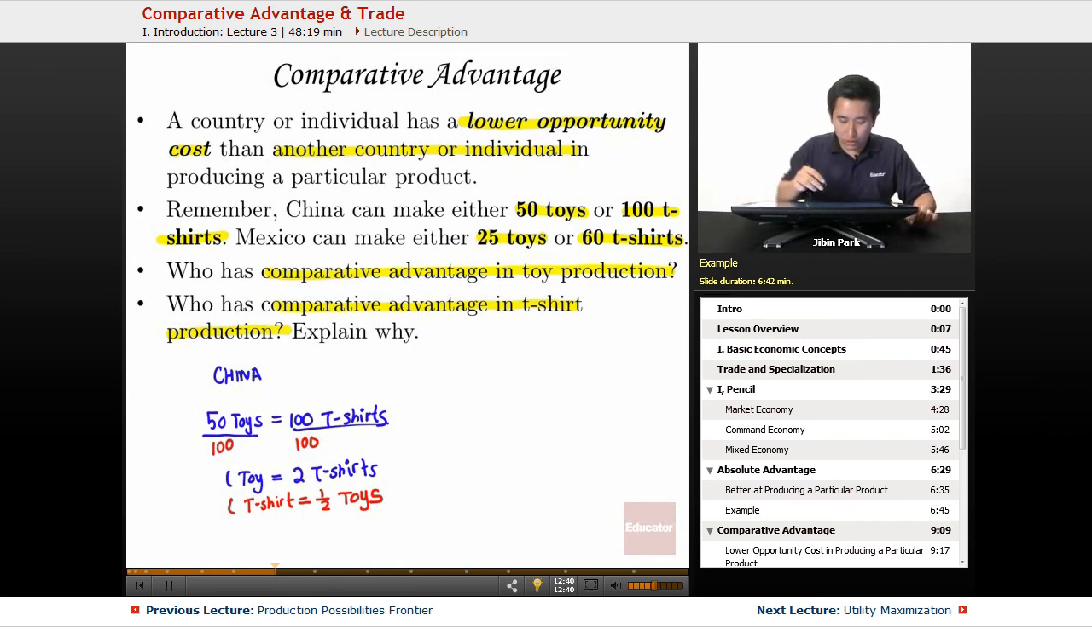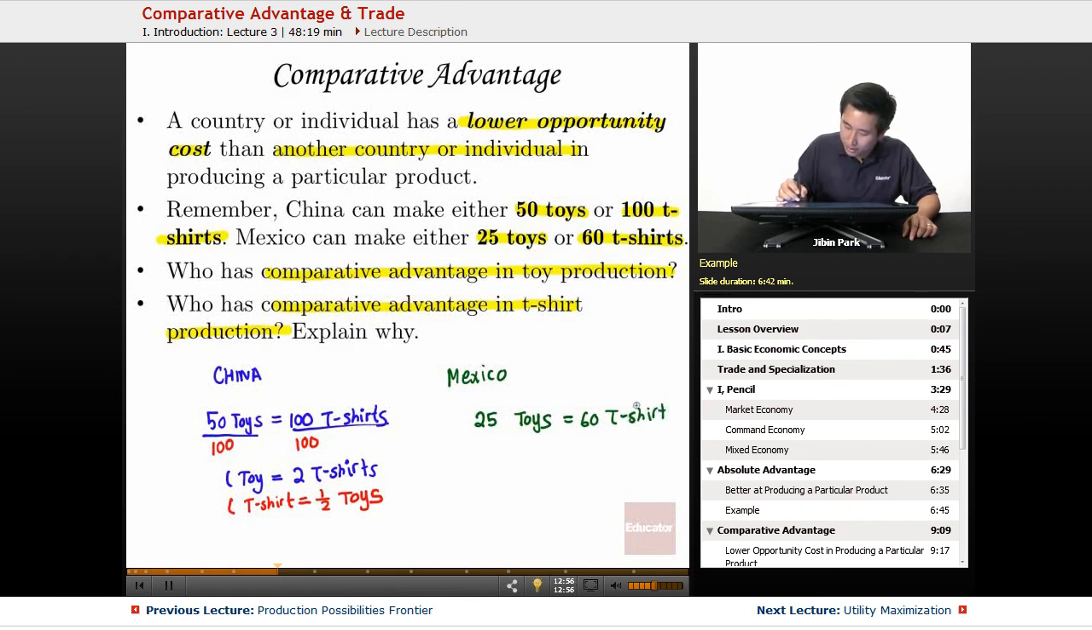We'll go ahead and use that shortcut for Mexico. So Mexico, on the other hand, can either make 25 toys or 60 t-shirts. So let's divide here by 25 to get what one toy would equal. So one toy equals 60 over 25. If you break that down, that's going to be 2 and 10 over 25 t-shirts.